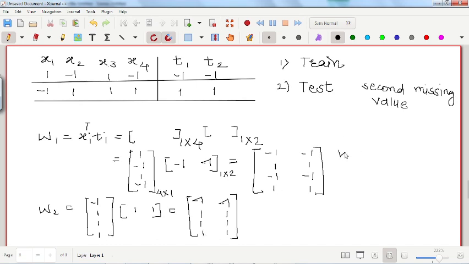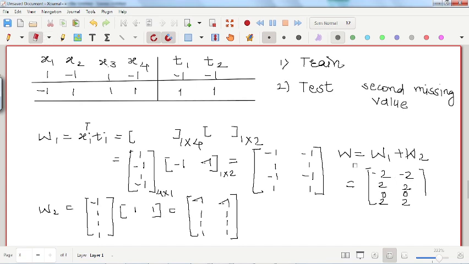Let me calculate the value for W here itself. W is equal to W1 plus W2. This is the weight matrix W1, this is the weight matrix W2. If I add these two, minus 1 minus 1 is minus 2, minus 1 minus 1 is minus 2. 1 plus 1 is 2, 1 plus 1 is 2. Minus 1 plus 1 is 0, minus 1 plus 1 is 0. Then 1, 1, so this is 2 and 2. So this is my weight matrix.